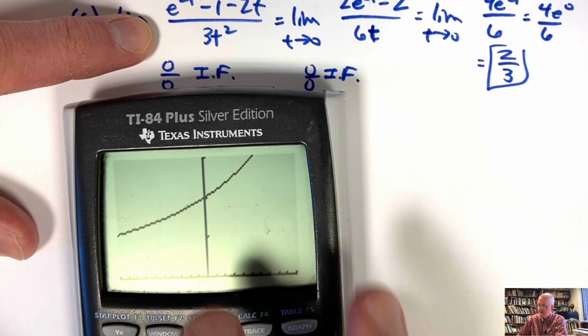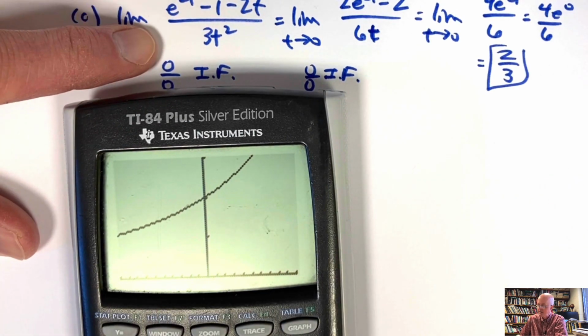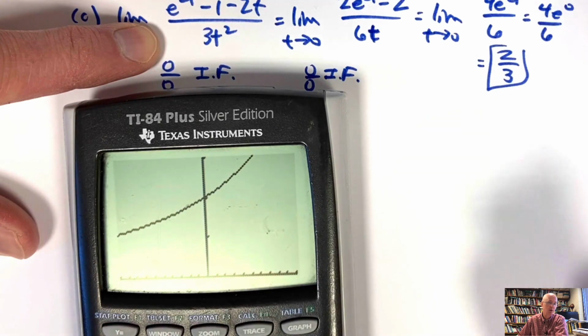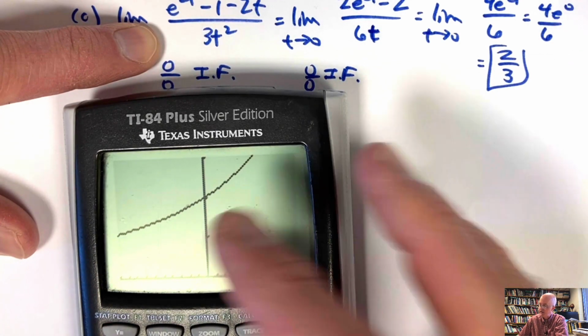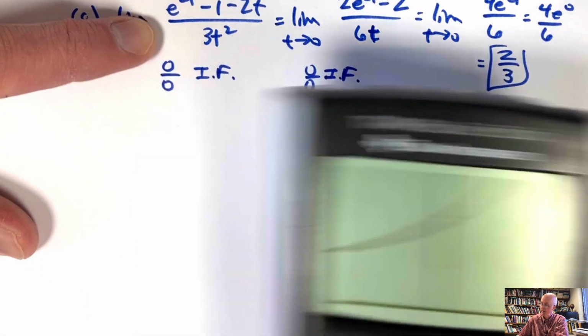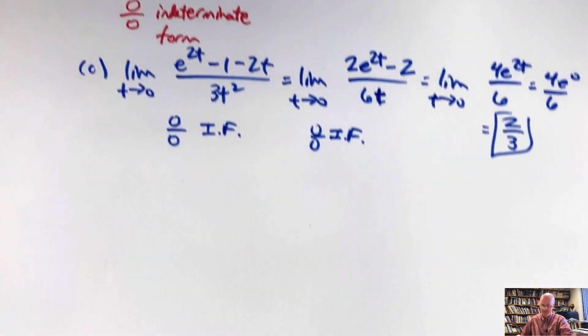Technically speaking, the graph has a point missing on it because technically speaking, this function is undefined when t is 0. So there would be a hole in the graph, but it's what's called a removable discontinuity. If you redefine the function to equal 2/3 when t is 0, you would get a continuous function. But the point here is to compute the limit.